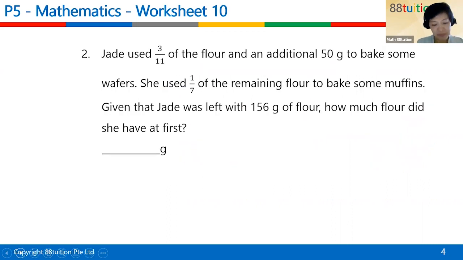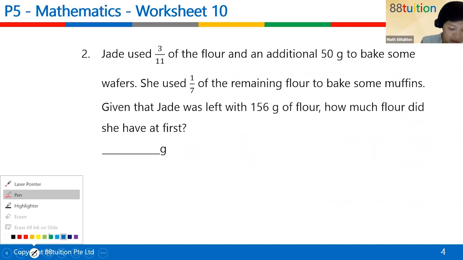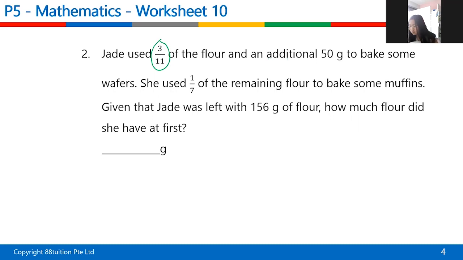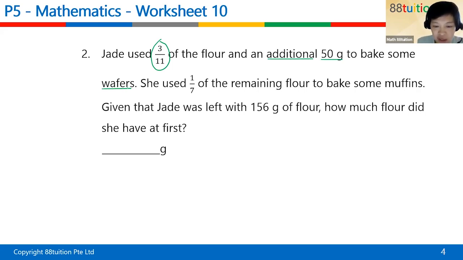Next question. Let's take a look at this, let's do it in green. Jade used so much of the flour and an addition of 50 grams to bake some waffles. Now this one you can do in many ways. Since he gives you a fraction with an additional 50 grams, and this is to make waffles, meaning to say you have 3 out of 11.